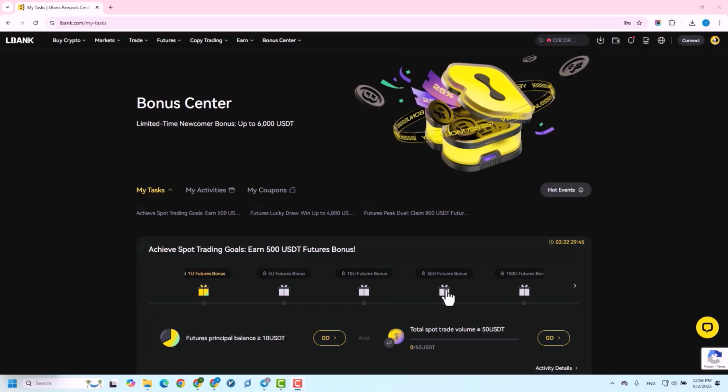Also, the bonuses received are usually not directly withdrawable, but the profit earned from trading with them can be withdrawn. This section provides an excellent opportunity for both active and new users to take advantage of additional benefits on the platform. The next section is about hot events.